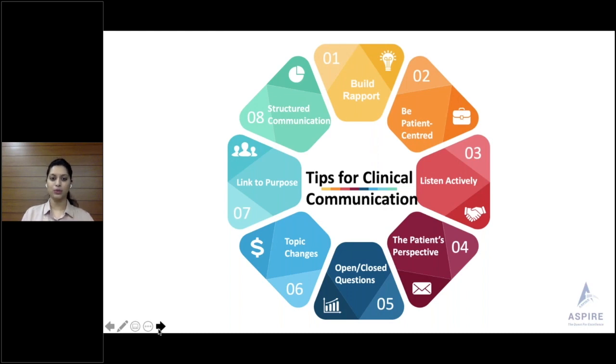Open and close-ended questions. So when you're gathering information, you should always ask them open-ended questions. And if you're trying to know the specific answer to something, or you want to know specific information from your patient, you ask them a close-ended question.